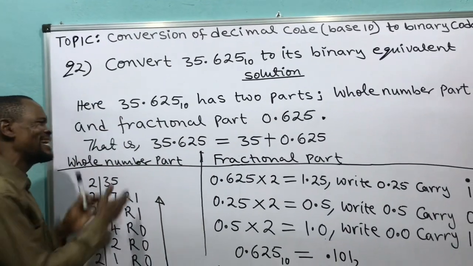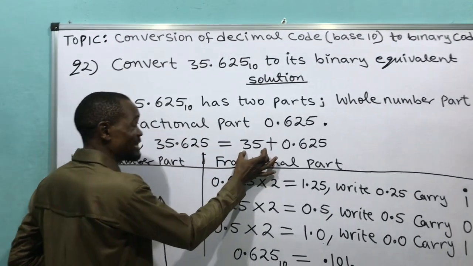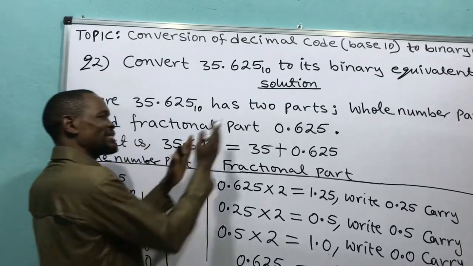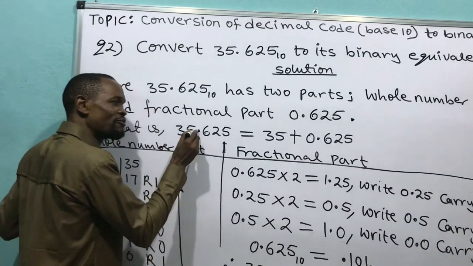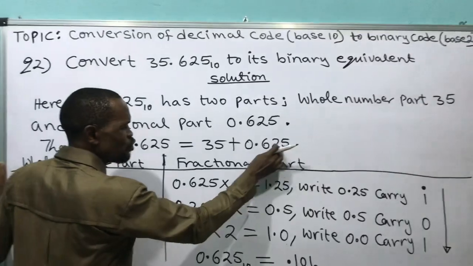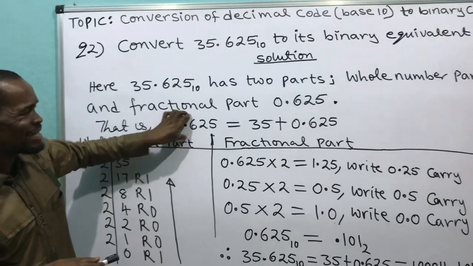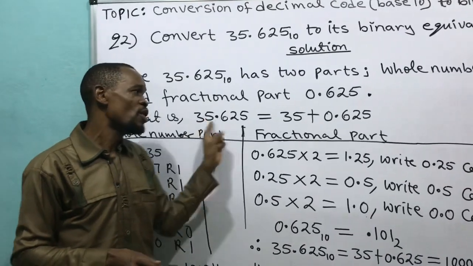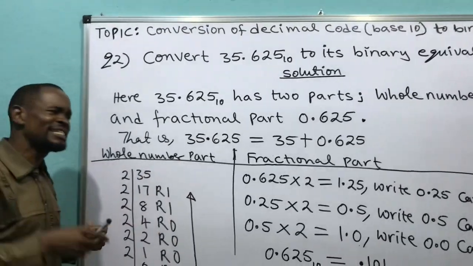How did I get it? I know that 35.625 is the same thing as 35 after the point. I told you anything before the point here is the whole number part. So that is 35 plus. After I have removed 35, which is my whole number, what will remain here is 0.625, and that's my fractional part. Understood? So this has 2 parts: the whole number part, which is 35, and after I remove it, I will have 0.625. Now I have my whole number part, and I will treat it as a whole number.